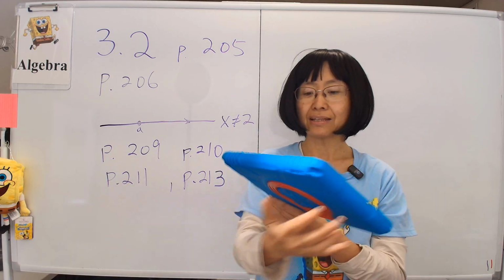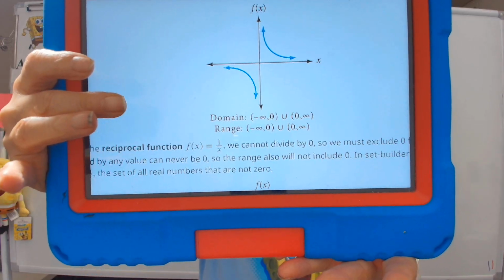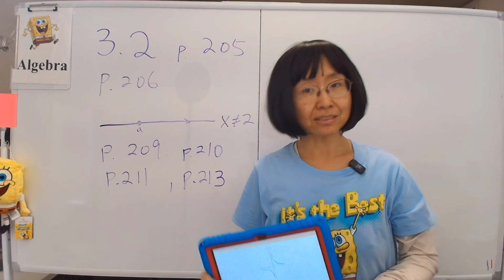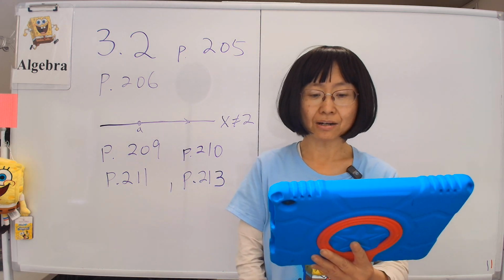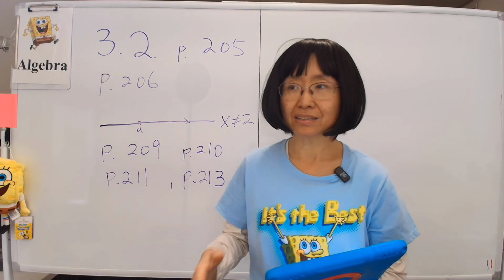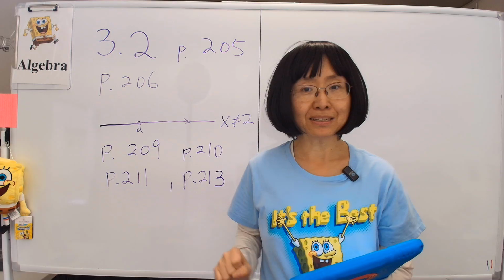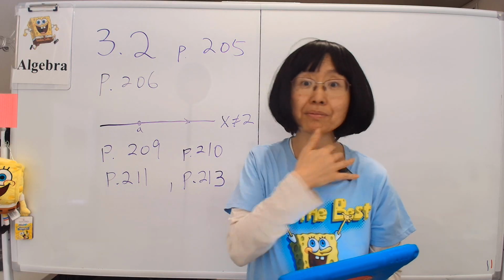So the domain then goes from minus infinity to 0, and union 0 to infinity. A shorter way of saying that: x is not 0. The range is similar, because 1 over a number can never be 0. There isn't a number where you do 1 divided by a number and somehow end up with 0. So the range cannot be 0 either, but it can be anything else.